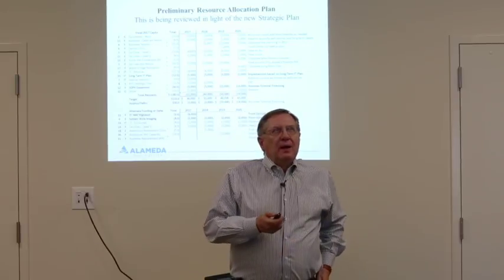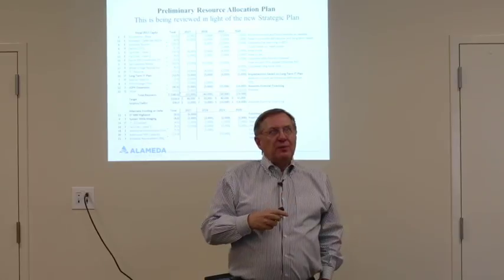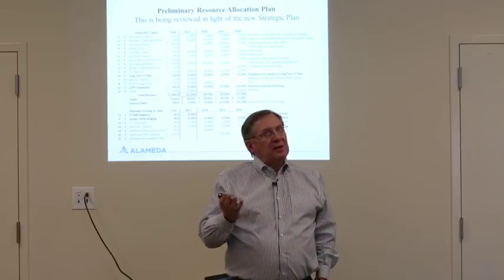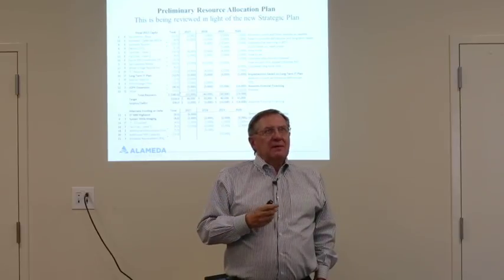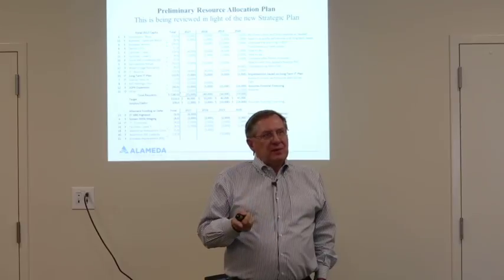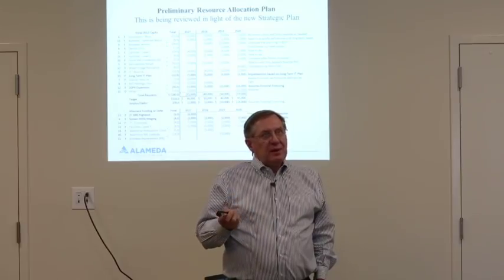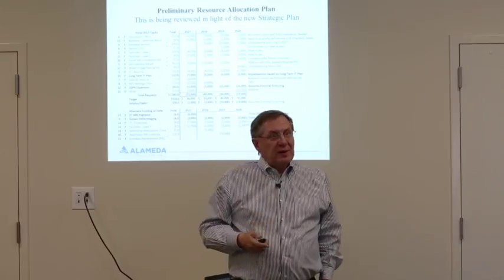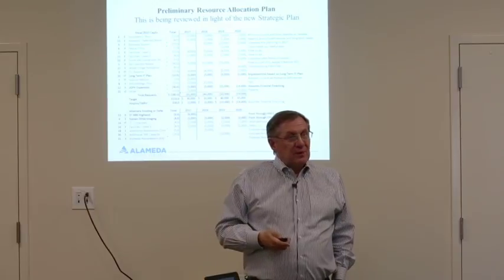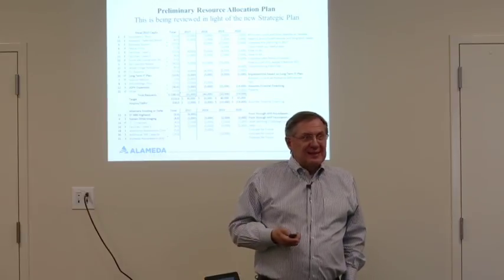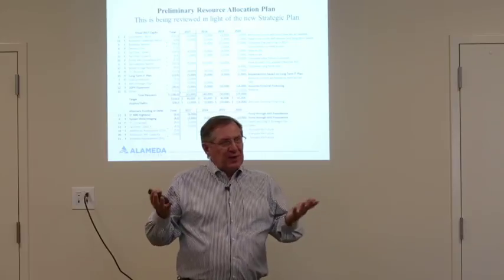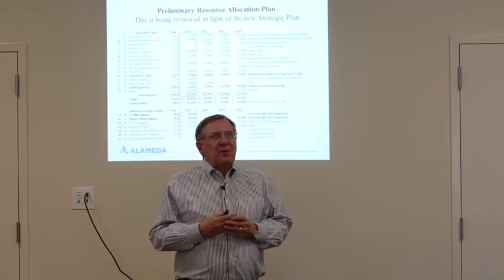Okay. But in 2017, 31 million, but then look at 18, 19, and 20. 40 million, 50 million, 59 million. And there are still some things on the bottom that we haven't figured out how to pay for yet. Right? So now this is where financial planning comes in. Okay, how are we going to do that?